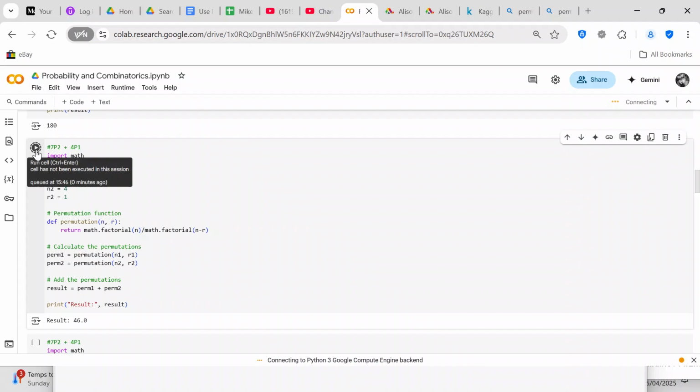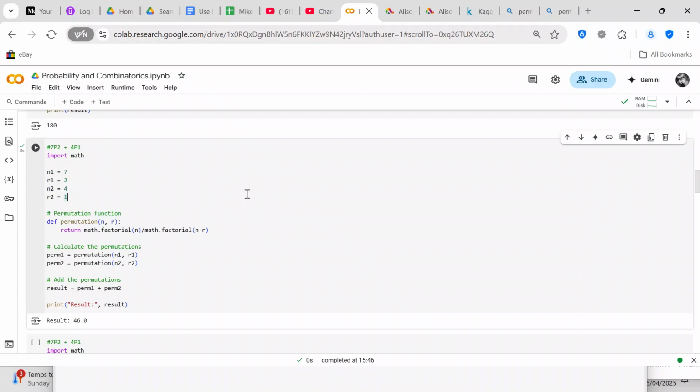So let's see if we can get this. So we have a permutation function. So def, that should define your function, permutation(n, r). So return math.factorial(n) divided by math.factorial(n minus r). So perm1 is permutation(n1, r1), and perm2 is permutation(n2, r2). And so you have the result of perm1 plus perm2 equals 46.